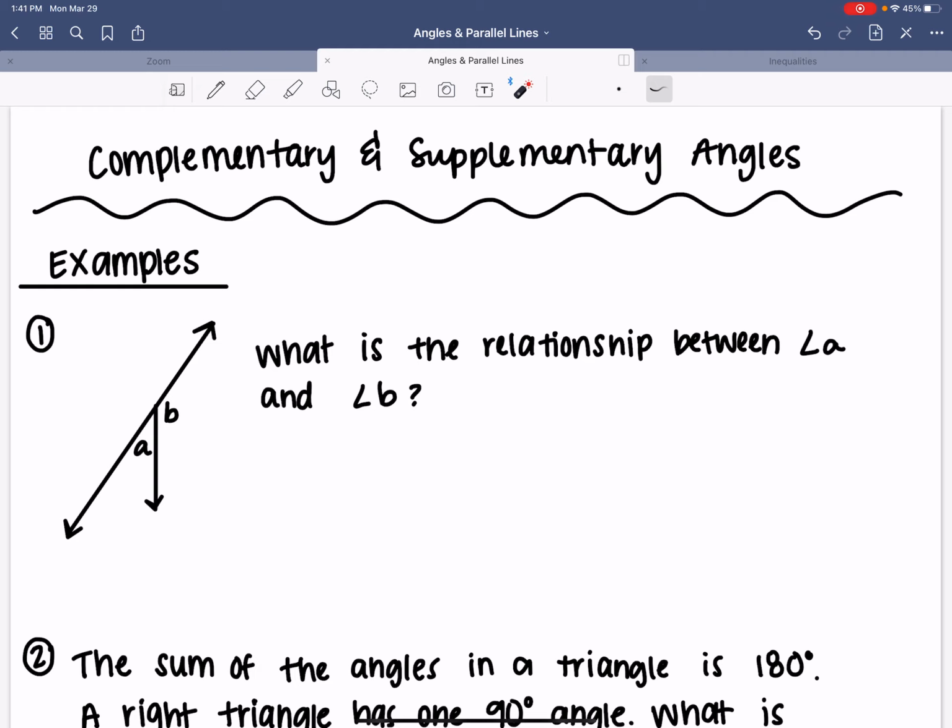Example 1, what is the relationship between angle A and angle B? Well, A and B are sharing that side here, so that makes them adjacent. They also form this straight line, which makes them a linear pair. And all linear pairs, because they form a straight line, make them supplementary.